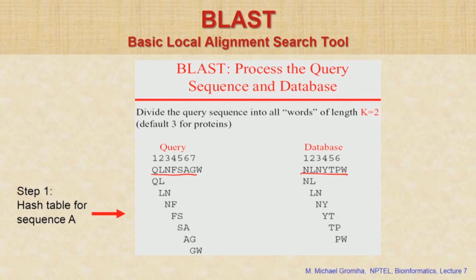For example, if you take a word length of 2, how to divide this query sequence? QL, LN, NF, FS, SA, AG and GW. So, we make overlapping segments. Then go to the database, here also you make overlapping segments: NL, LN, NY, YT, TP and PW. Then where do we match? First we see QL and NL. So, we take QL and NL, what is the score? If we take QL and here NL, compare these values. What is Q and N?